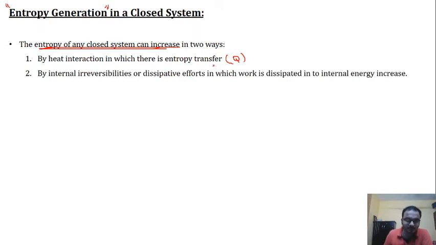Now the second is by internal irreversibilities or dissipative effects.